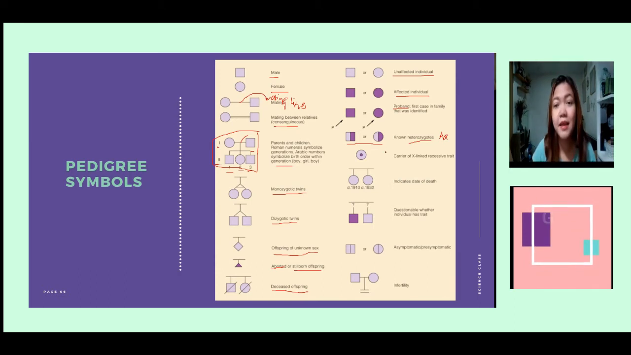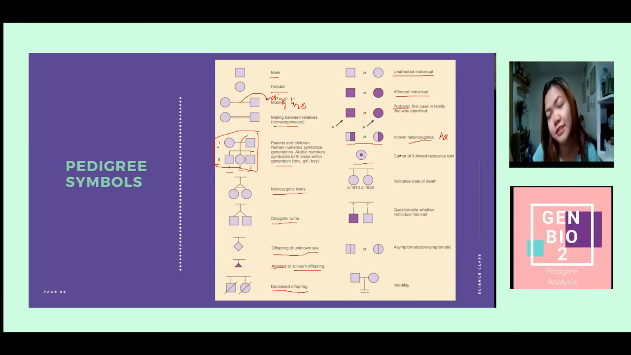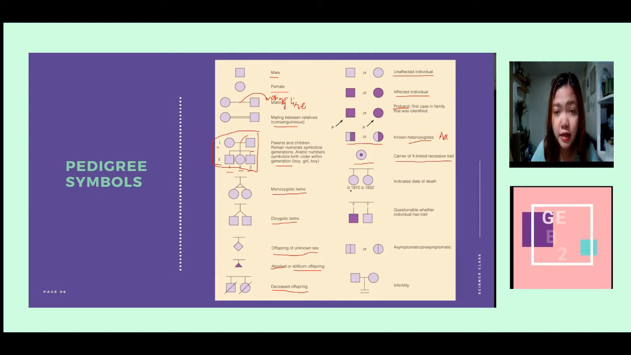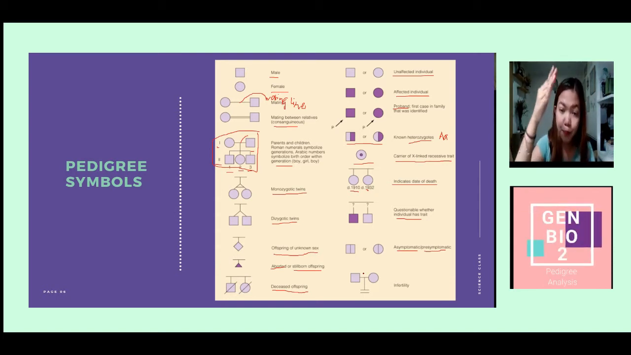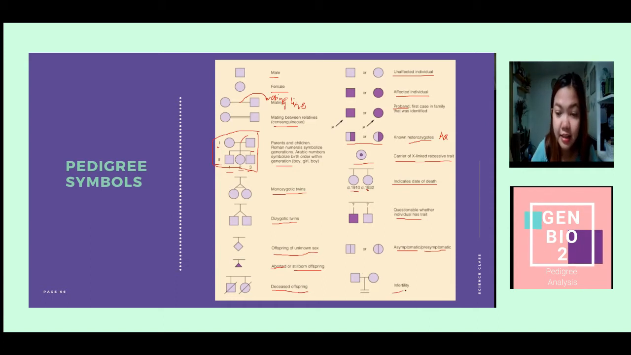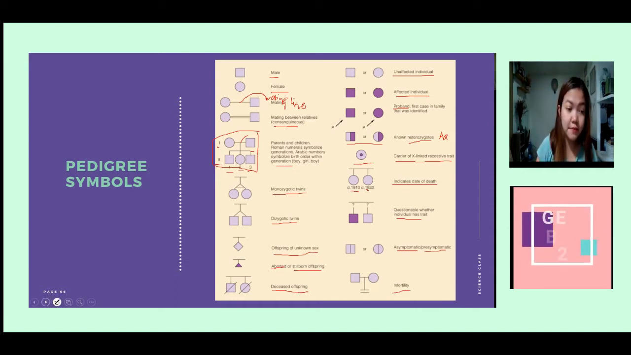For example lang yun. Another, if it looks like this, ibig sabihin that person is a carrier of an X-linked recessive trait. If you see a date underneath the symbol, it indicates the date of death. Pag may question mark, ibig sabihin, questionable whether it has the trait. If it has a line in between, it means that the person is asymptomatic. And if it has a double line between the parents, it indicates infertility.